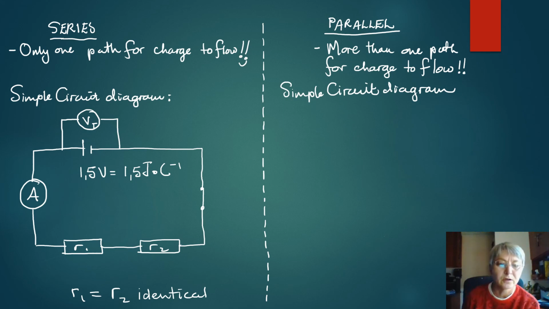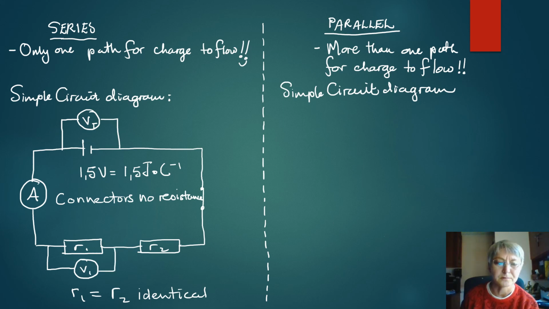Now, our connectors, as well as the ammeter, have no resistance. So technically speaking, they would not use any energy to move the charges through them. It's once we get to the resistors, when the charge wants to move through the resistors, that it requires energy to move the charge through the resistor.